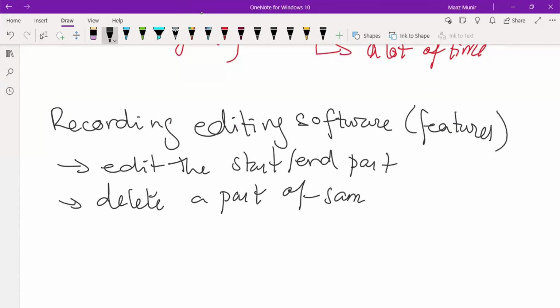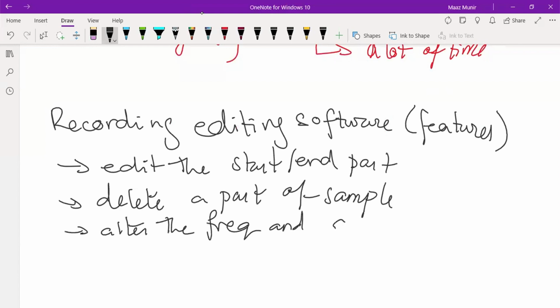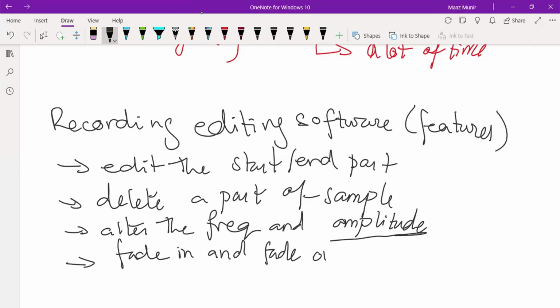Then for the sound, we could alter the frequency and amplitude. As I mentioned, when I'm recording my classes, after that, when I edit them, there is an option to reduce background noise, and that is basically you reduce the amplitude of the voice which is in the background. And then you could do fade in and fade out. You might have seen these transitions where you have an intro and then at the end you just vanish into a blackish screen. Those are fade in and fade out features.